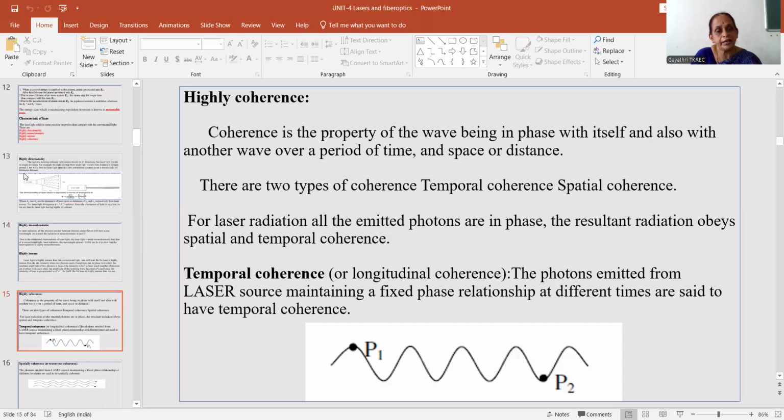Next is high coherence. Coherence is the property of a wave being in phase with itself and with another wave over a period of time and space, or distance. There are two types of coherence: one is temporal coherence, the other is spatial coherence.